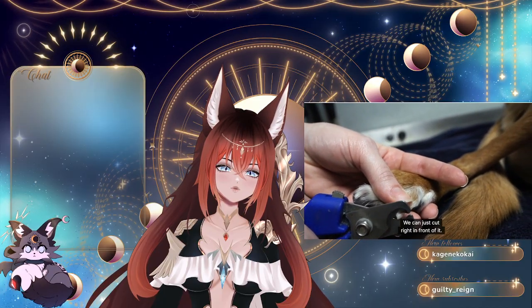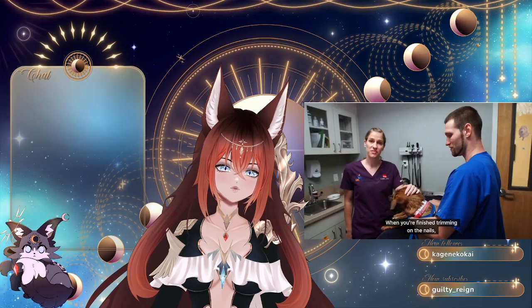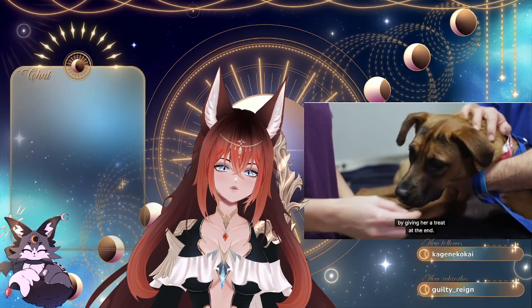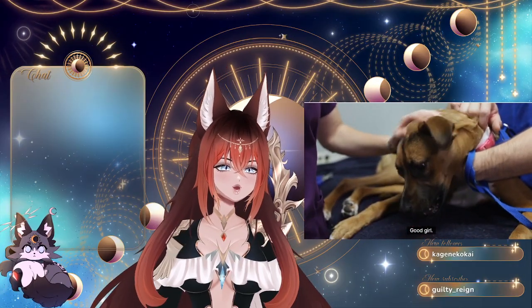You can just cut right in front of it. When you're finished trimming all the nails, you want to help make it a positive experience for the dog by giving her a treat at the end. Yay! He gets a treat.